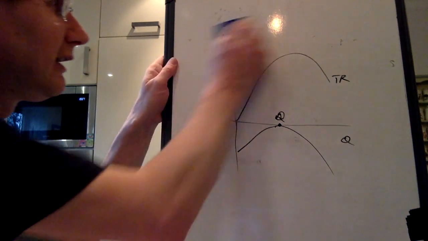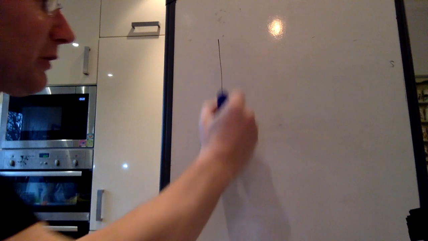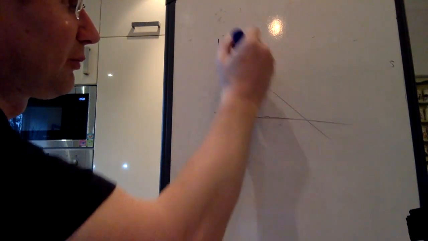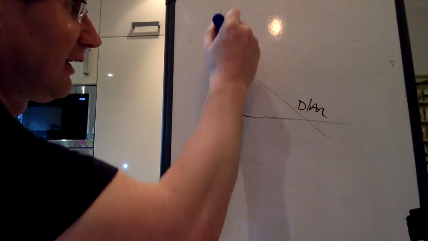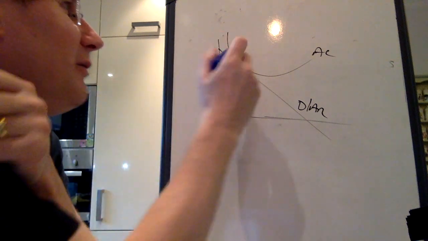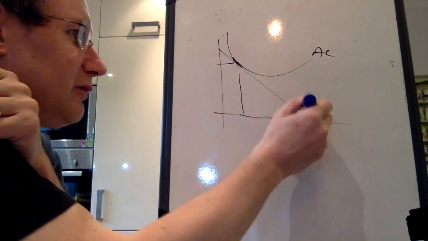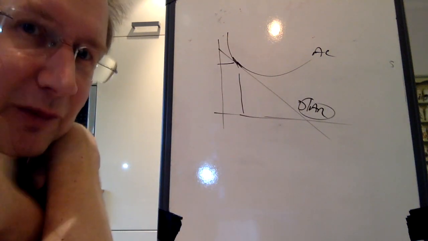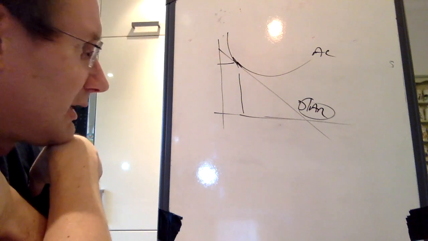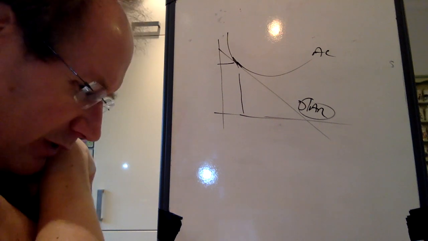That's 13. So this is 14. 14 is a question that I would have said is the one that almost everybody gets wrong, which is quite weird. What you've got is what to me at least looks obviously like monopolistic competition, because you've got demand and AR like that, and average cost like that. They haven't filled in the rest of it, but it's obviously not perfect competition because the demand line's downward sloping for the firm. And they're making normal profits. Why? Presumably because there's no barriers to entry. So therefore, the answer's C.